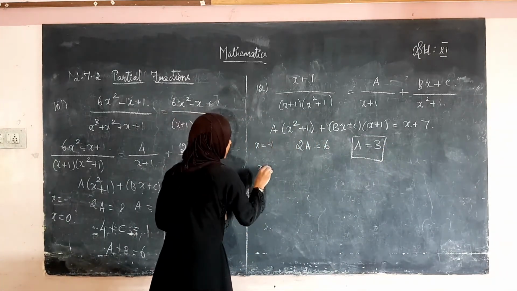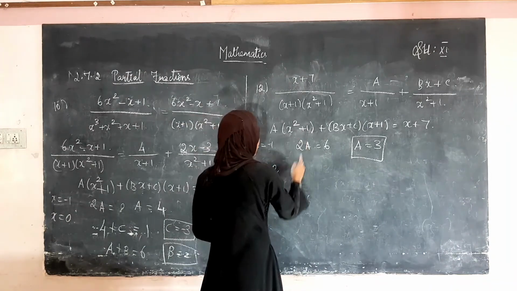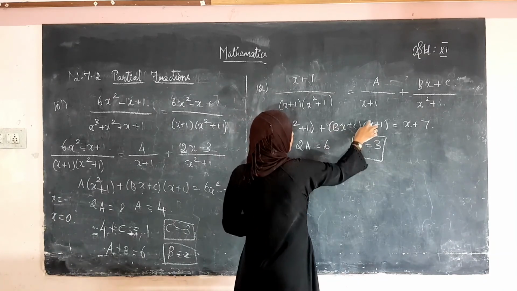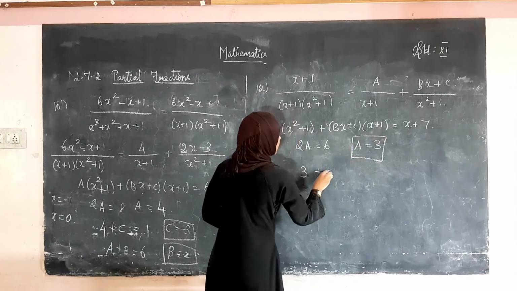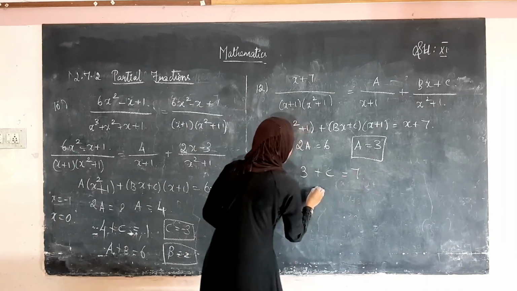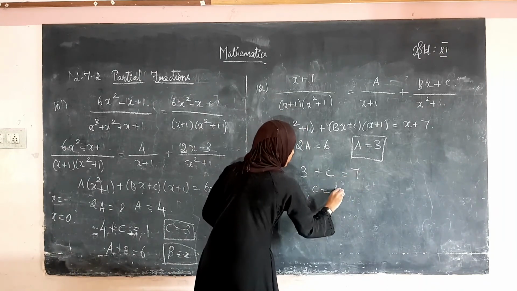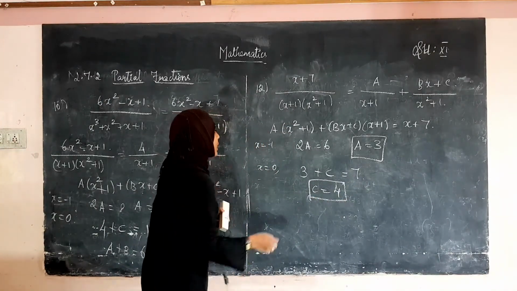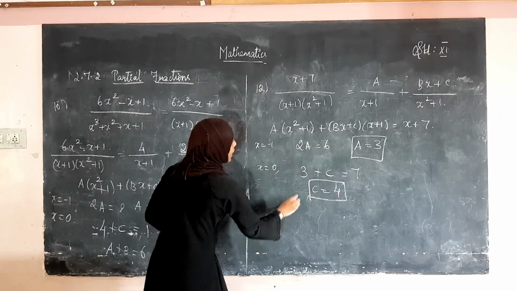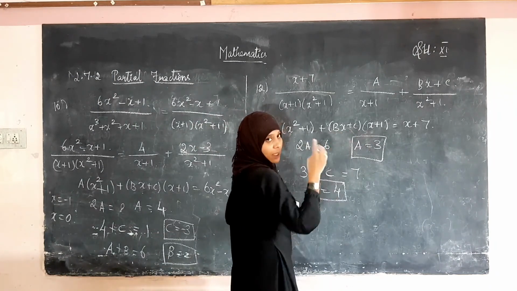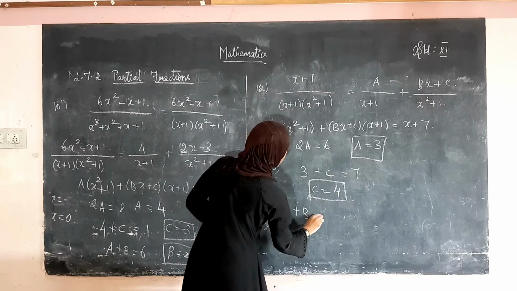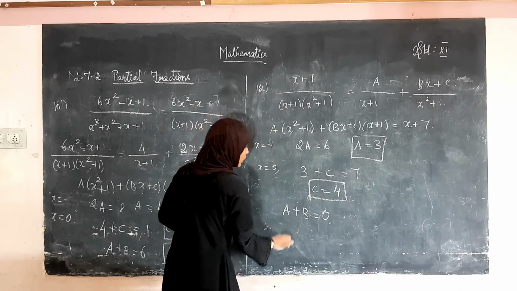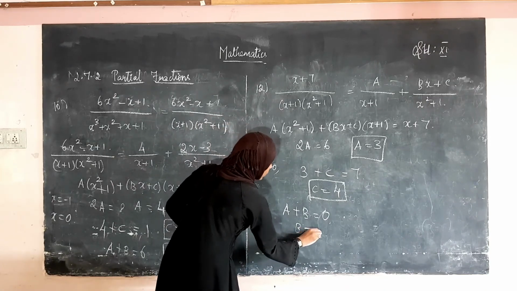And again substitute x is equal to 0. 0 means 1 into A, 1 into 3 is 3. And then this becomes 0. Here it is 3 plus C is equal to 7. C is equal to 7 minus 3, that is 4. So, the value of C is 4. And again equating the coefficients of x² here. Here it is A, and here it is Bx into x, that is Bx², that is only B. We do not have an x² term on the right, therefore it is equal to 0. So, what is the value of A? A is equal to 3. So, the value of B will be equal to minus 3.